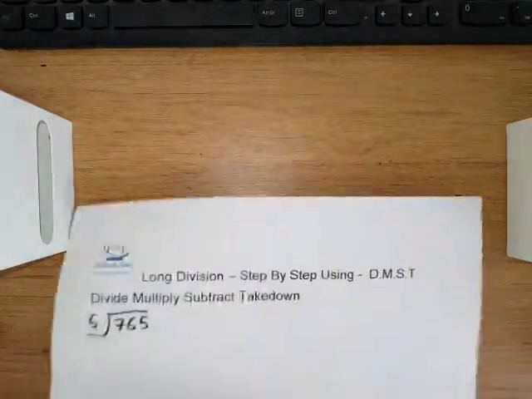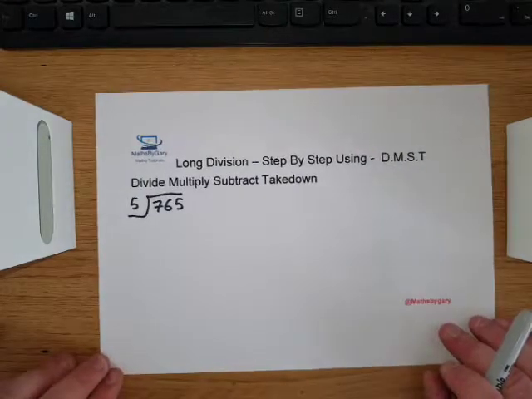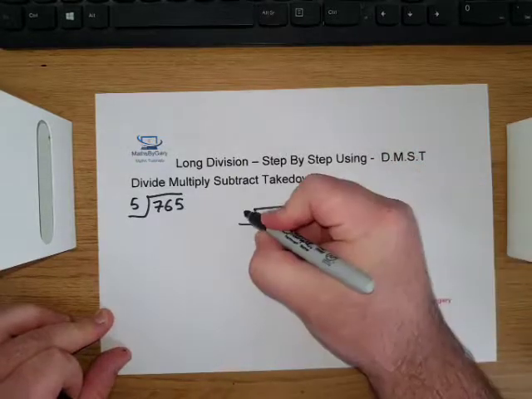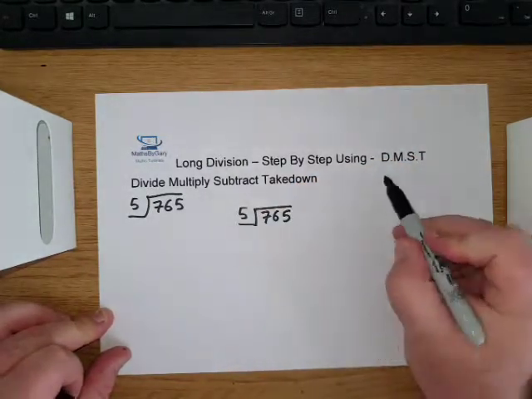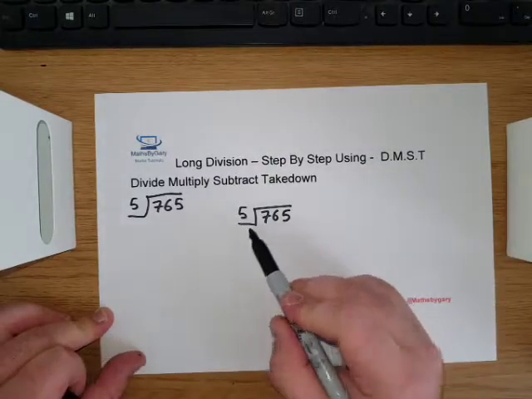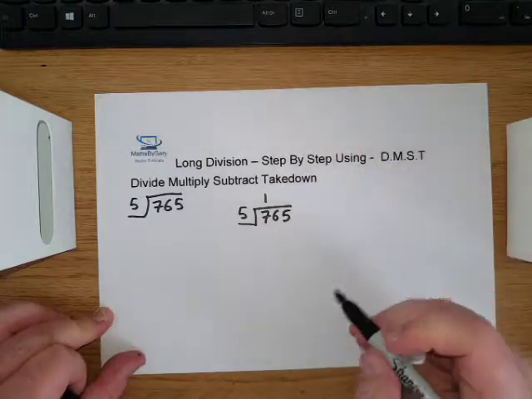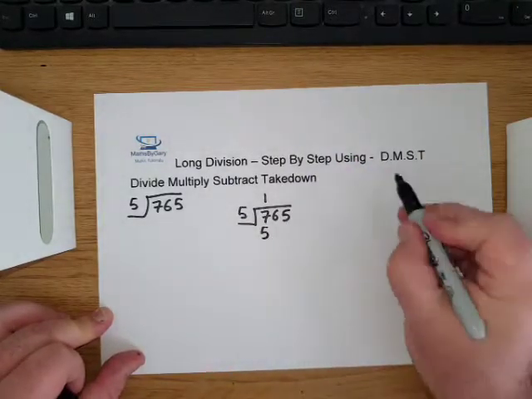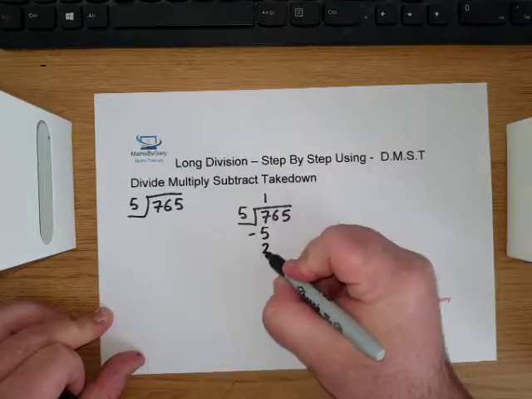So the first example we have is 5 going into 765. So we'll rewrite it in the middle so we have some more space. 5 going into 765. So first we divide. So the first number, 7 divided by 5. How many 5s are in 7? We simply have 1. Then we multiply 1 times 5 to give 5. We then subtract, so 7 minus 5 gives us 2.